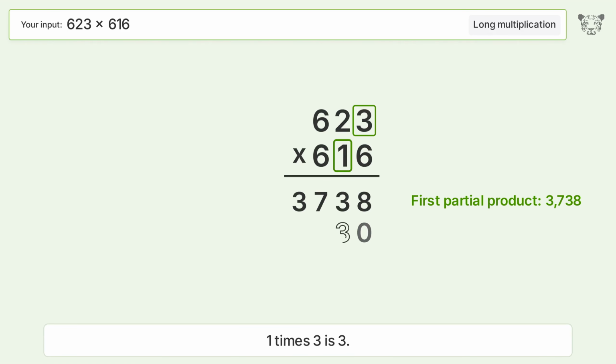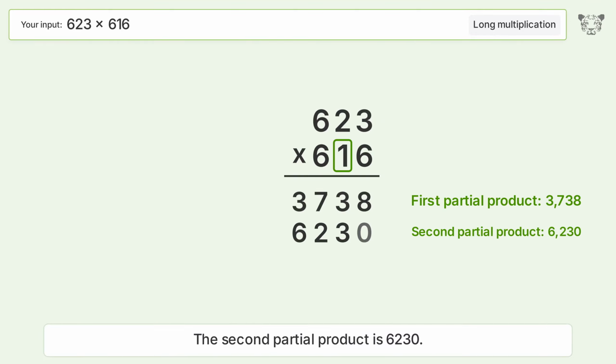1 times 3 is 3. 1 times 2 is 2. 1 times 6 is 6. The second partial product is 6,230.